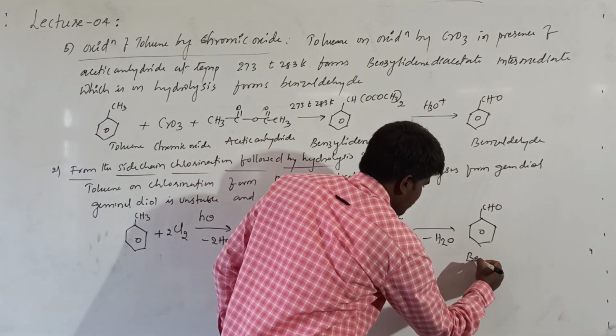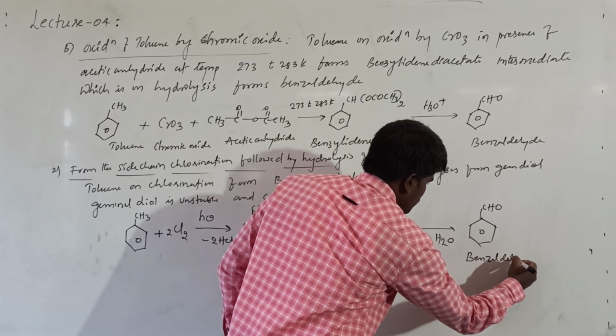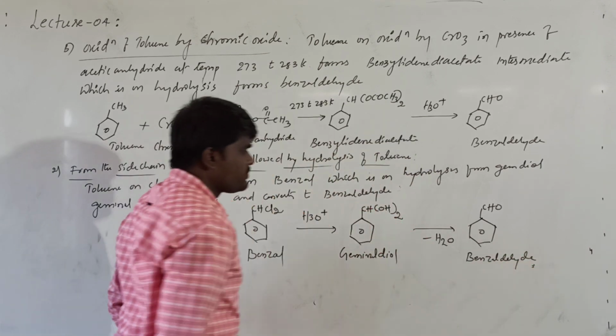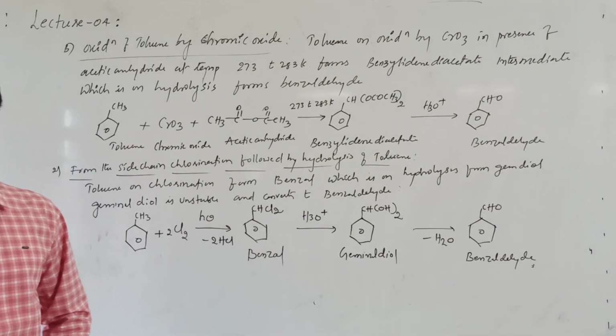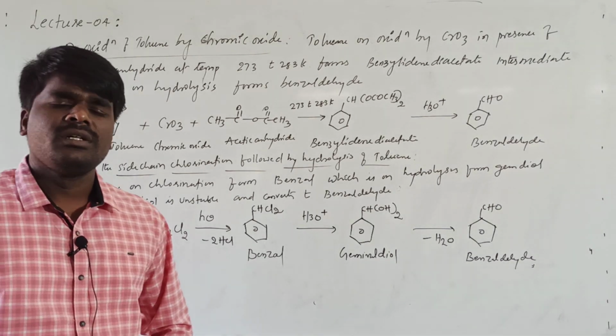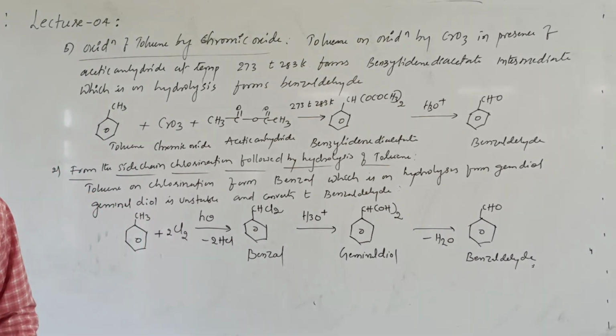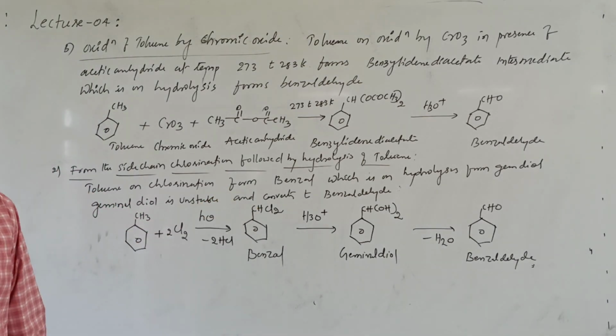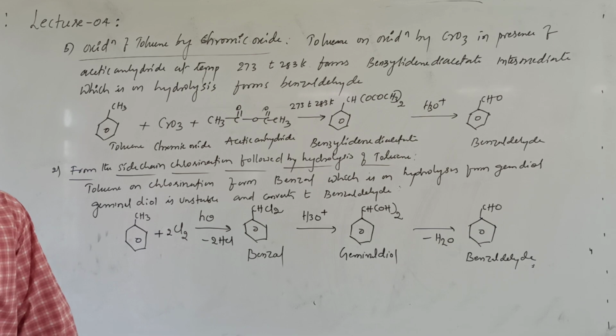This is another method of preparation of aromatic aldehyde. Okay, these are all the methods that are used for the conversion of toluene to benzaldehyde and its derivatives. Okay, you can also prepare the other derivatives of benzaldehyde by using these methods.